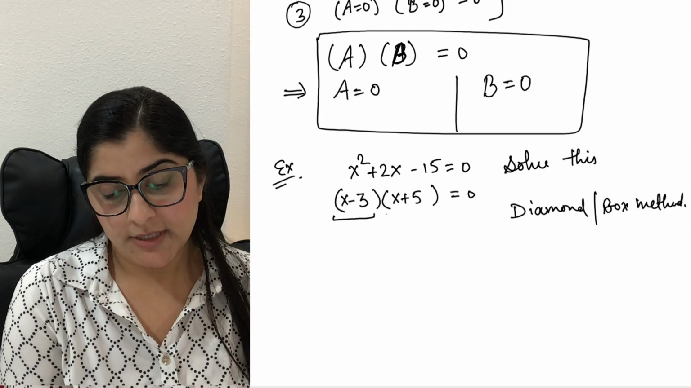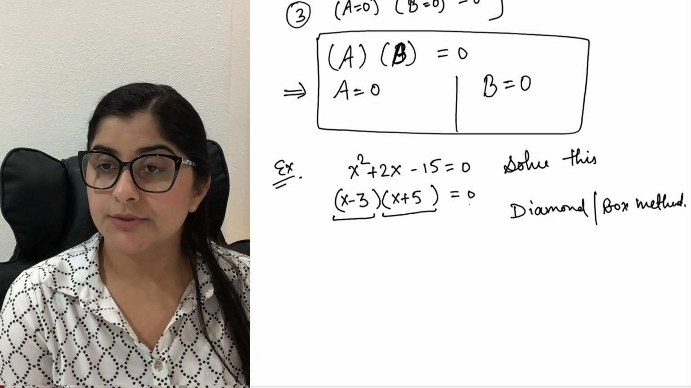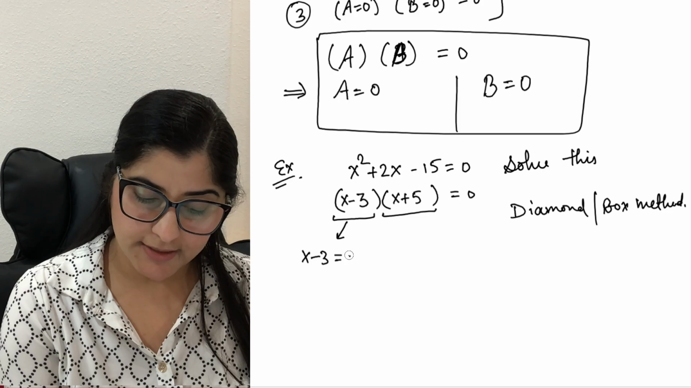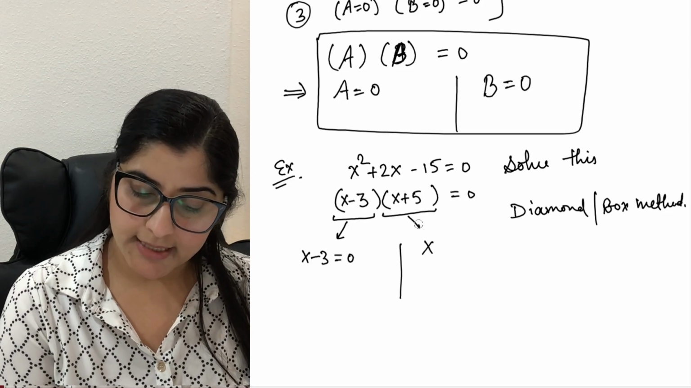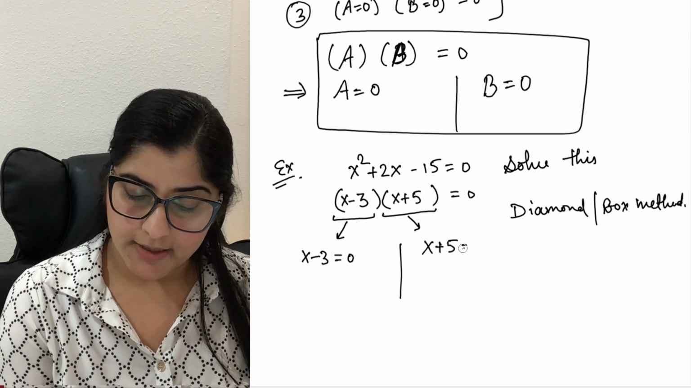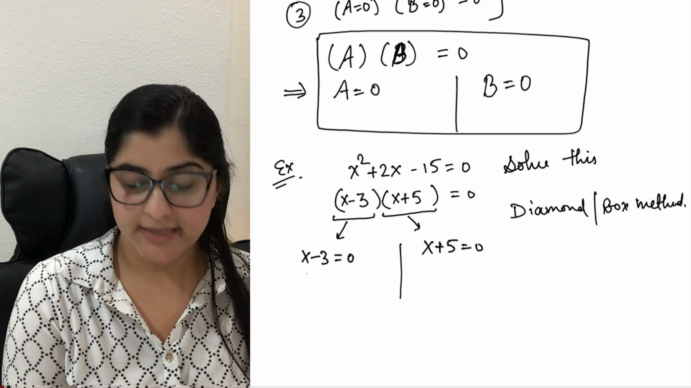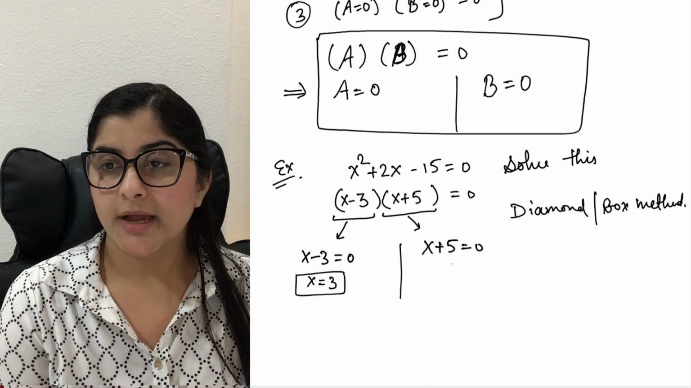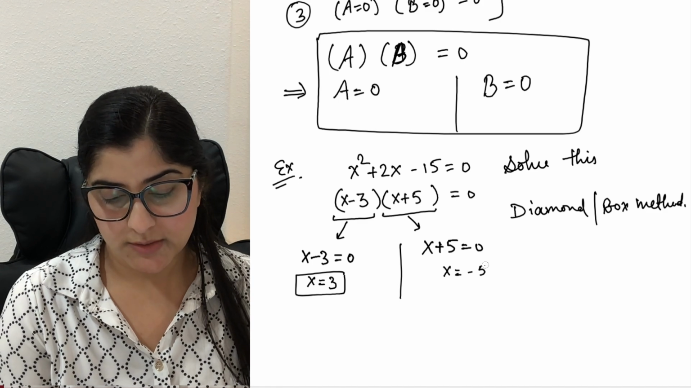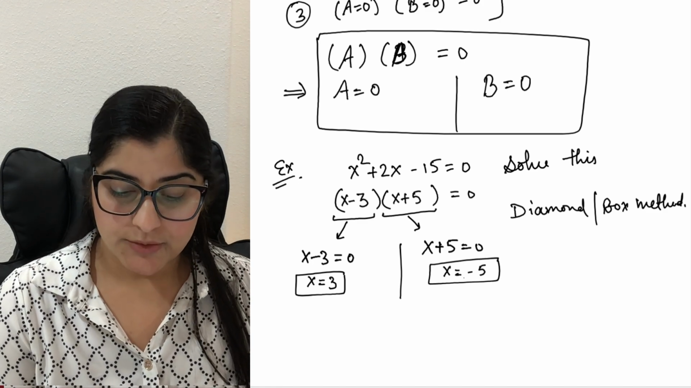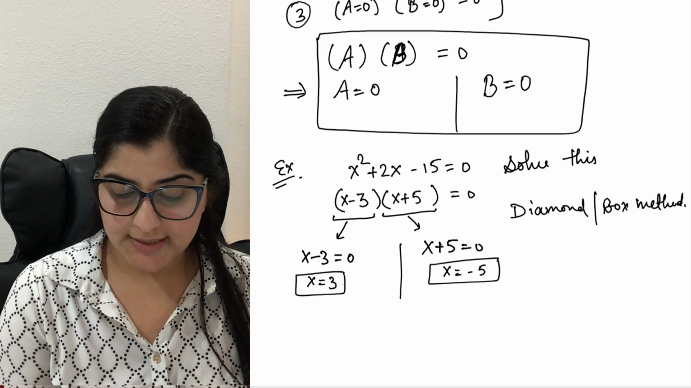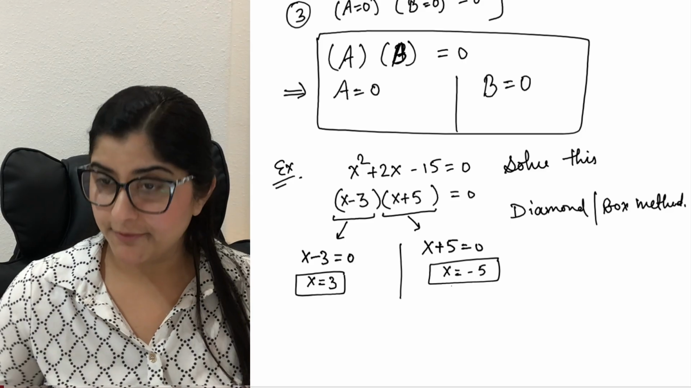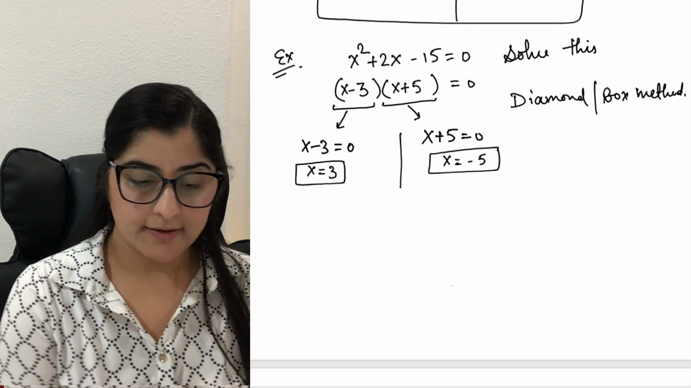Now the product of two factors is equal to 0. So zero factor property is saying either the first factor is 0 or the second factor is 0. So now solve these equations separately. Isolate x from here, we get x value is 3, and from here isolate x, we get x value is minus 5. So we get two solutions, x is equal to 3 and x is equal to minus 5. And we can always check our solution.